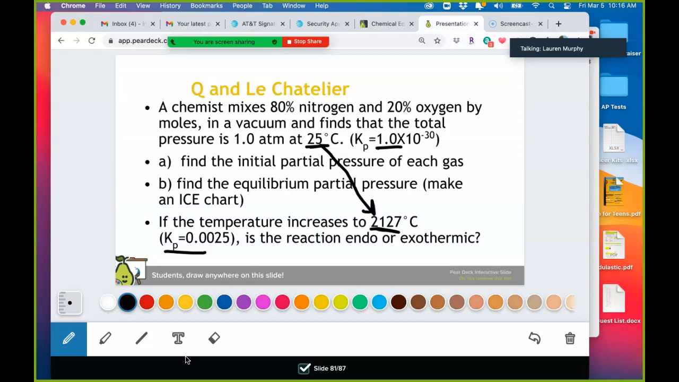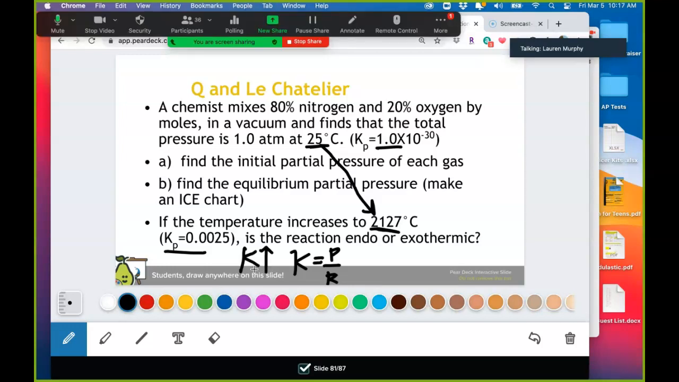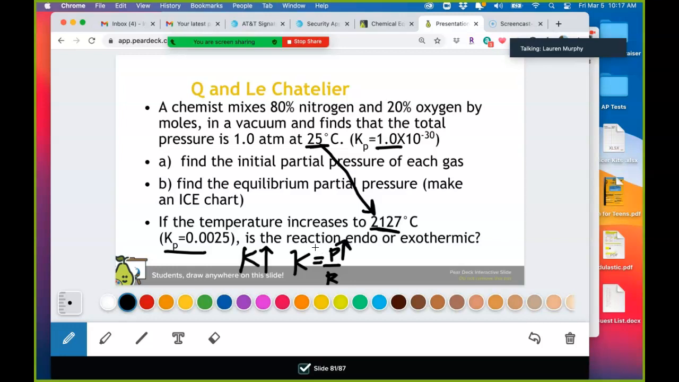So we have to go through this like domino thought process. What I mean by that is, let's take it step by step. K is increasing, right? 1 times 10 to the negative 30th to 0.02025 is definitely an increase in K. Well, K equals products over reactants, right? So if K is getting bigger, who is getting bigger, products or reactants? What causes K to increase? An increase in products, right? A bigger numerator will let K get bigger. So products must be increasing in pressures.